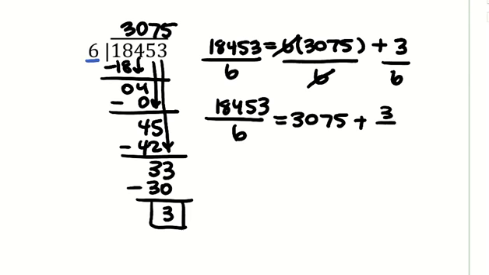3,075 plus 3 over 6. And that's why over here, what you might have done in elementary school, or whenever you long divide numbers, is you take this remainder here and put it over the divisor. So it's going to be 3 over 6. Maybe you even reduce that and made it 1/2, but it doesn't matter, right? Same number.